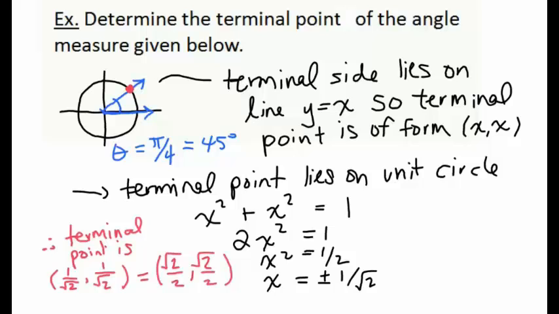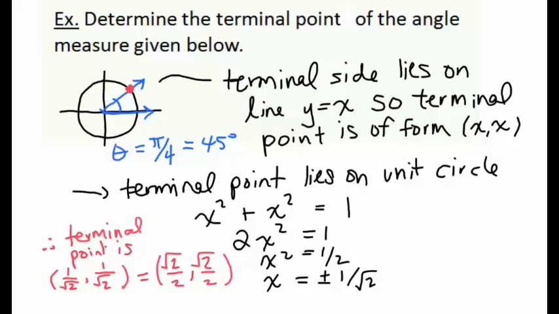Now it must be that the x value here is positive 1 over root 2. If we took the value negative 1 over root 2, we'd have a point that was down here where my red cursor is, the other intersection of the line y equals x with the unit circle. So we're going to take the positive x, so our terminal point must be given as (1 over root 2, 1 over root 2).